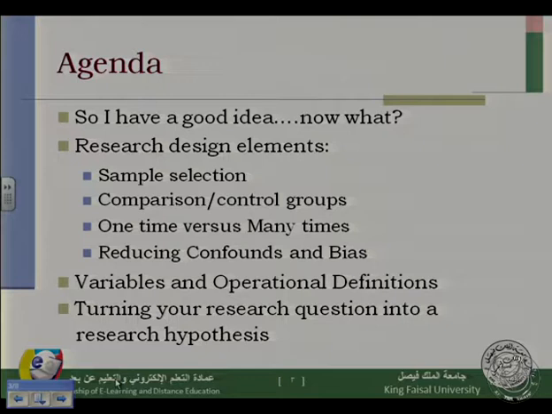We are going to talk about: I have a good idea, now what, or what is next; research design elements; sample selection; comparison; control groups; one time versus many times; reducing confounds and bias. Maybe we are going to skip this bit because it's going to be complicated. Variables and operational definitions. These are going to be in the next lectures. Turning your research question into a research hypothesis. So all of this agenda will be discussed in more detail in the current lecture and in the next two lectures.